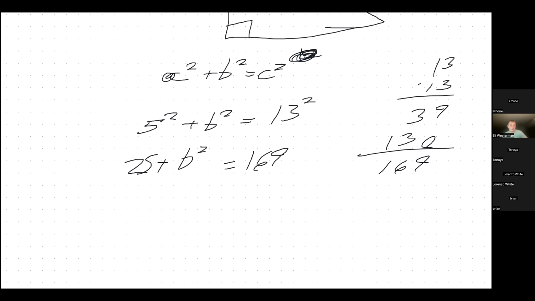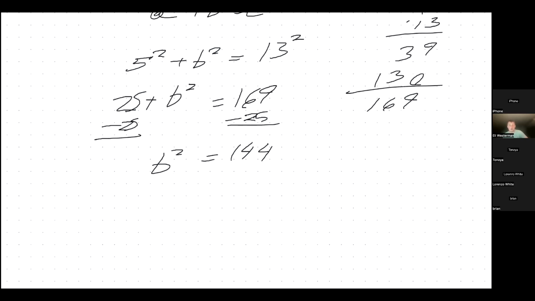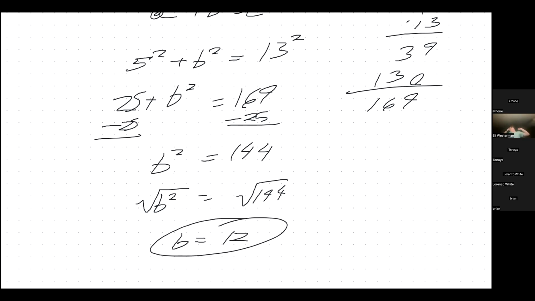So now let's do some algebra. Minus 25, minus 25. B squared equals 144. Now, if you know your times tables, you know that 12 times 12 is 144. So if we take the square roots of both sides, we get B equals 12. So 12 is the missing side. So that's the geometry lesson. I know there's a ton there.